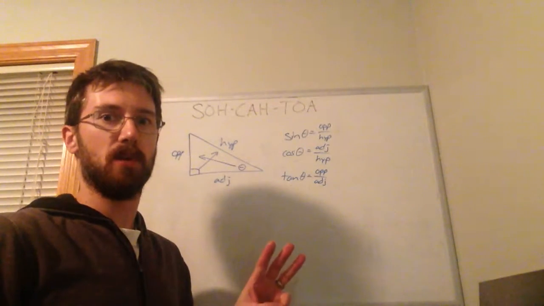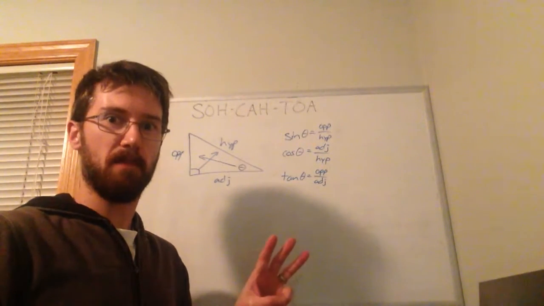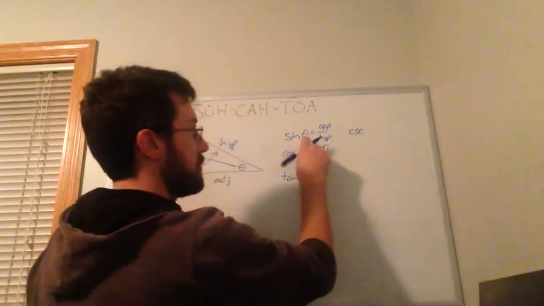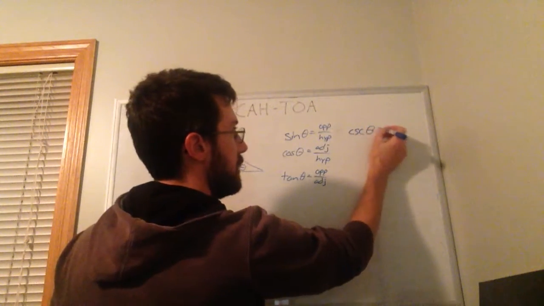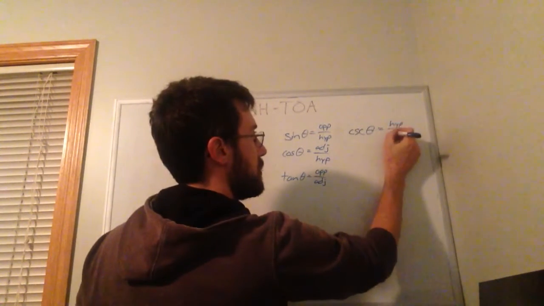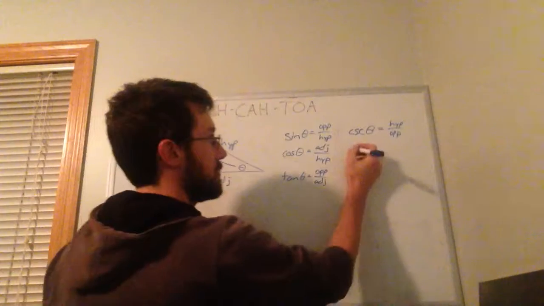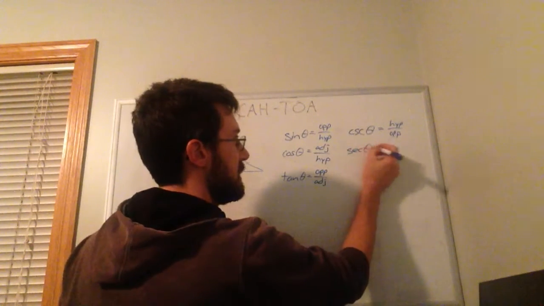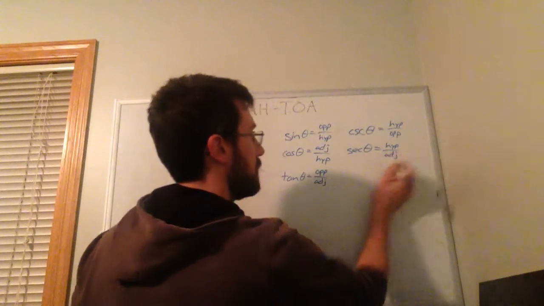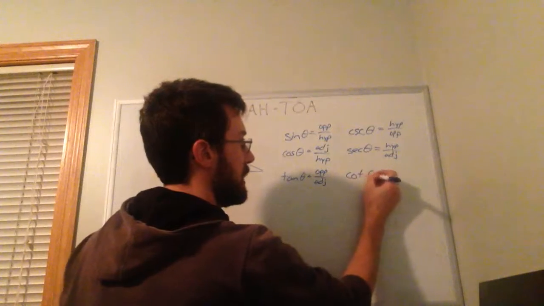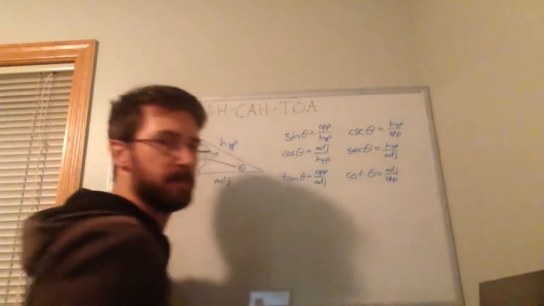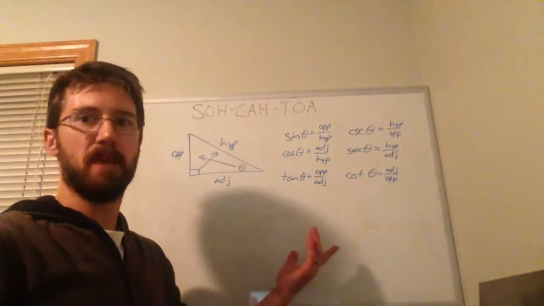There's actually three more reciprocal ratios, which are these. Cosecant, which goes with sine. It's the reciprocal, so all we do is take the opposite over hypotenuse and flip it, and it's hypotenuse over opposite. For cosine, the reciprocal is secant, which would then be the hypotenuse over adjacent. And then tangent is cotangent, which then becomes adjacent over opposite. Okay, so those are our basic ratios.